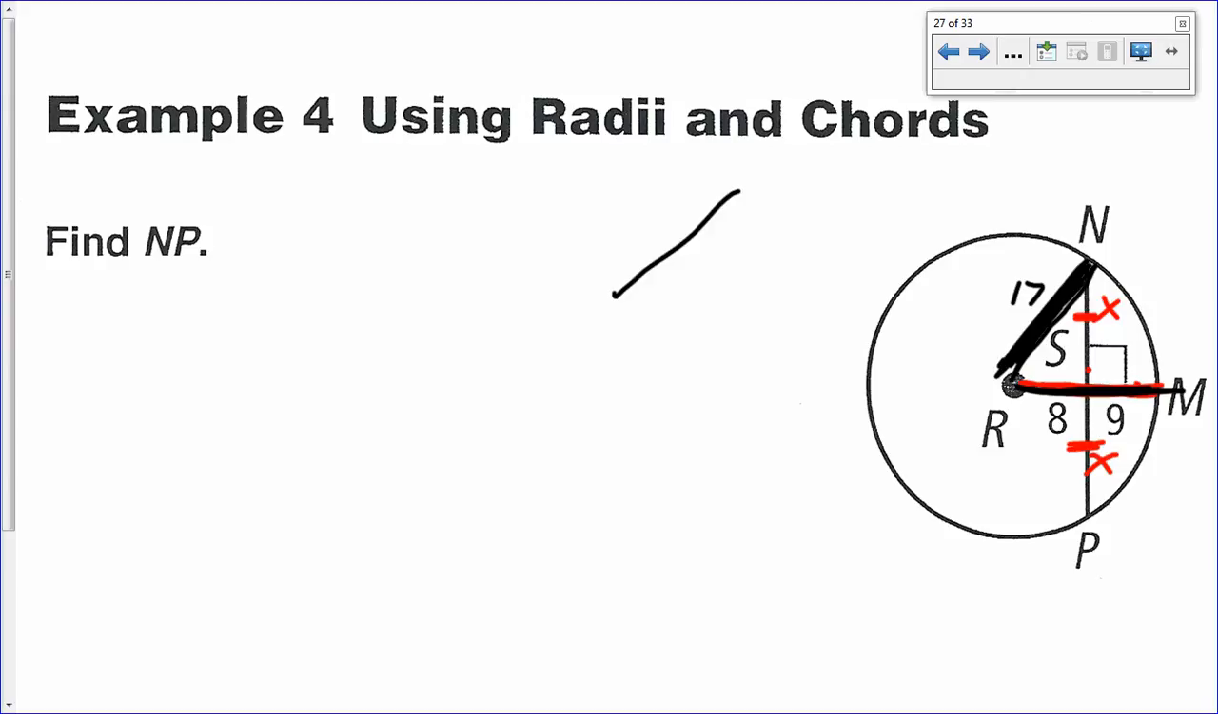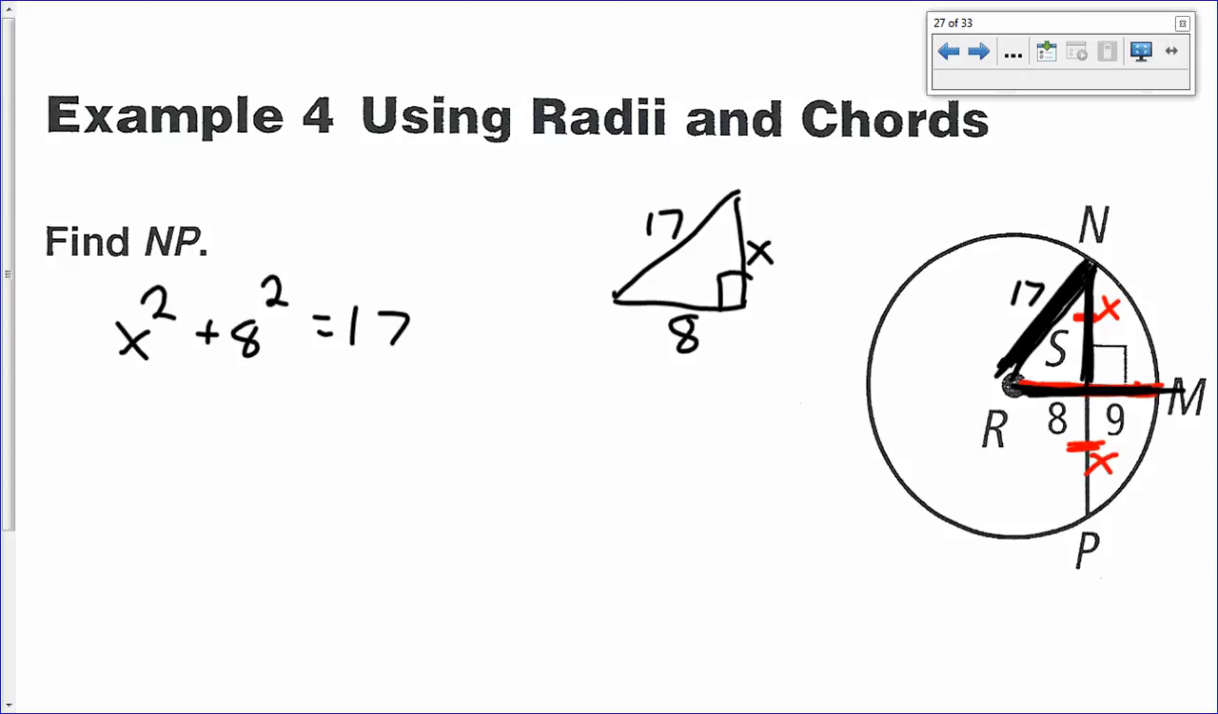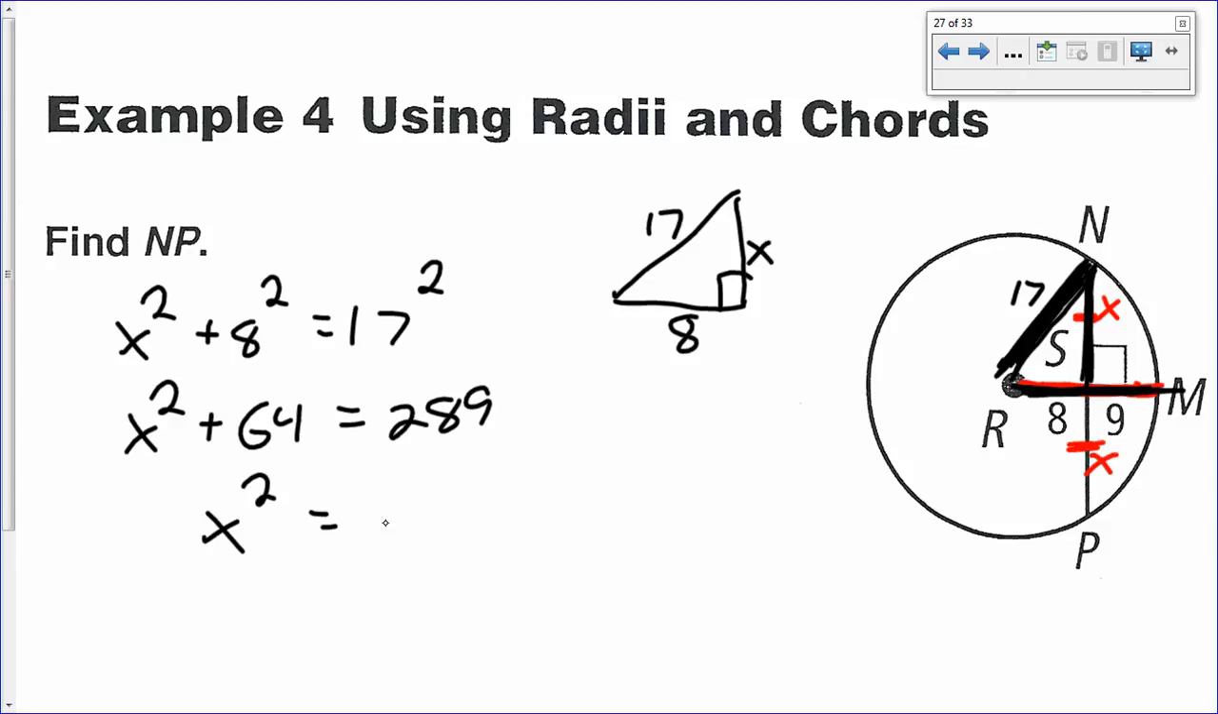Now what you've done is you've created a right triangle. I have x, because I don't know what this is. I know this piece is 8, and I know this is 17. So now what you can do is the Pythagorean theorem, because it's a right triangle. So x squared plus 8 squared equals 17 squared. x squared plus 64 equals 289. x squared equals 225. And so we're going to get the square root, which gives x equals 15. So 15 is x.